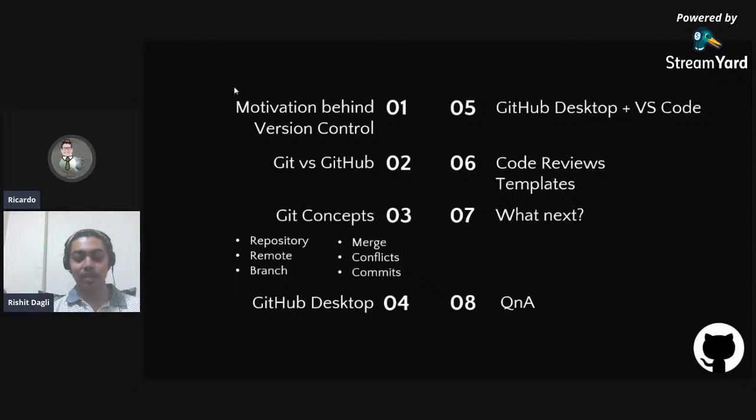We'll be showing the power of the integration between GitHub Desktop and Visual Studio Code. We have some code review templates. What are code review templates? Anyway, we'll be getting to that part. And what next? Because we have a lot of other stuff we expect to cover as well as a Q&A session. And yeah, why should we use, and what is, a version control system?